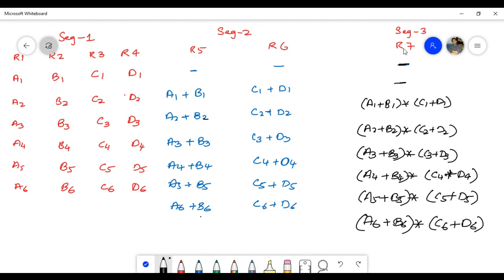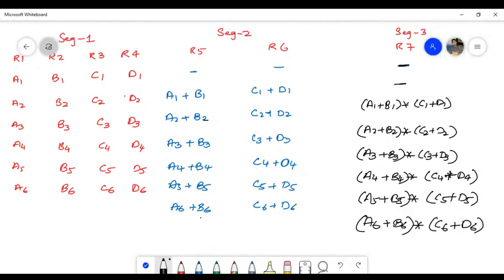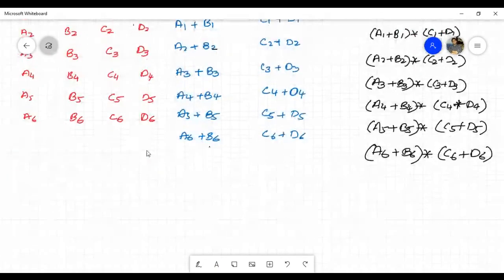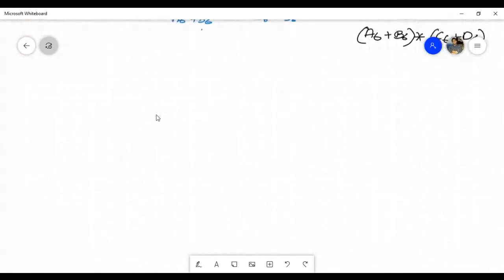So these are the contents of the registers in the different segments, where the value of i is changing from 1 to 6. Okay. So we'll come to the next question. Hope you understand this. Let us move to this question.